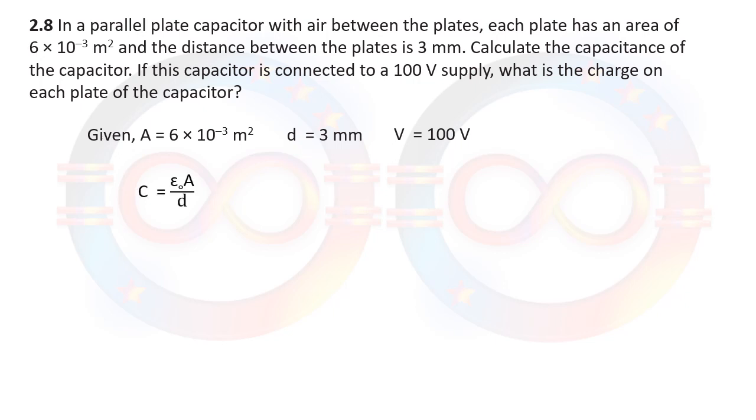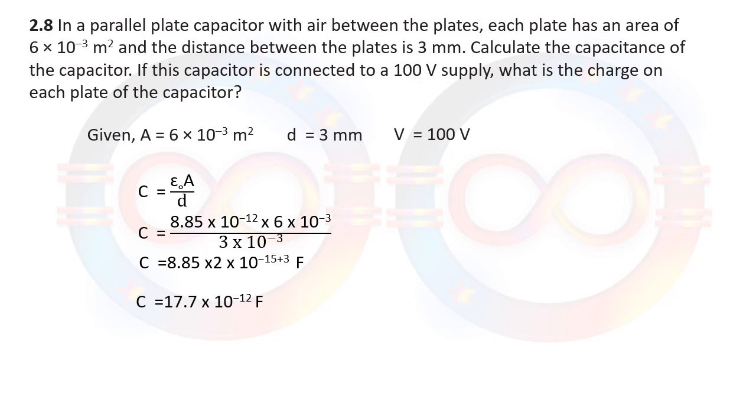The question is quite simple. First let us calculate the capacity. C is equal to epsilon naught A upon D, and put the value of epsilon naught, then the area A, then the distance D, and it will come as 17.7 picofarad or 17.7 into 10 raised to minus 12 farad. The question is how much charge is going to appear on it.